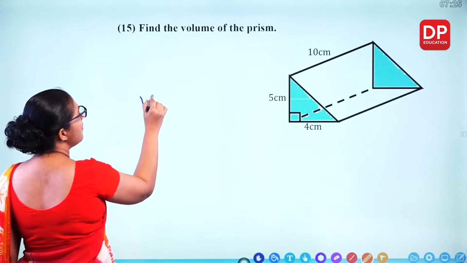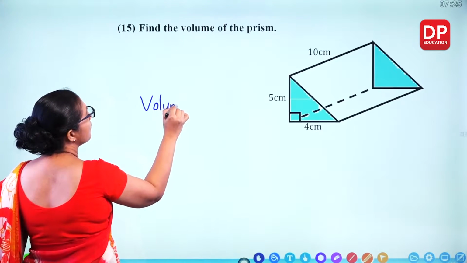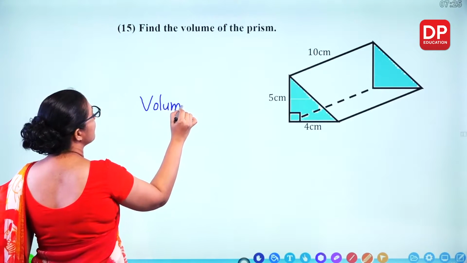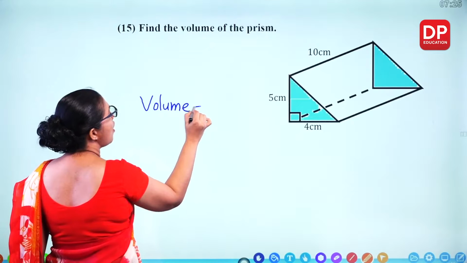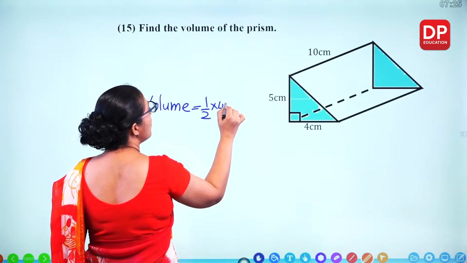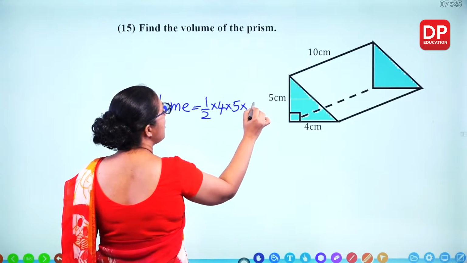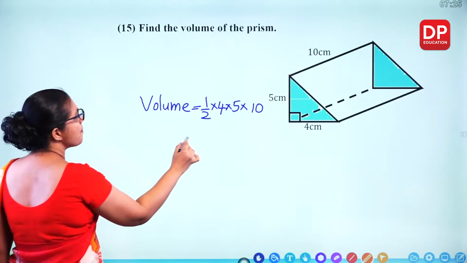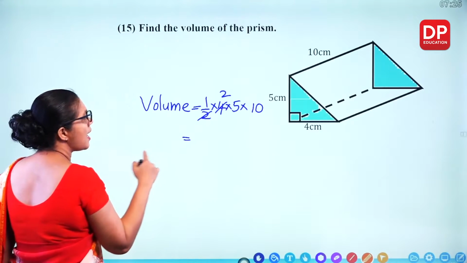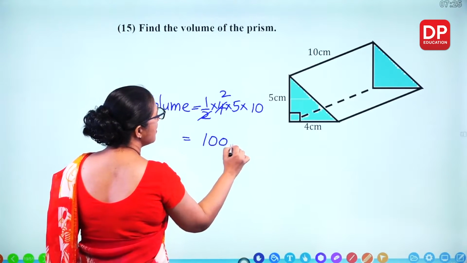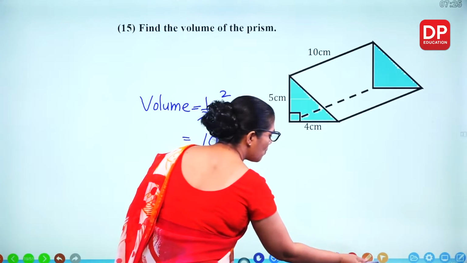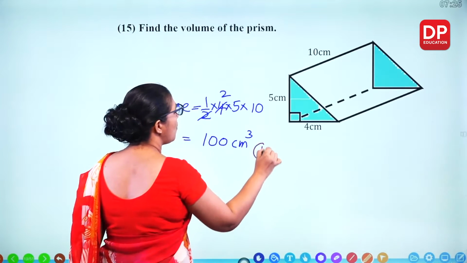Area of the triangle, half times base times height. 4 into 5 and then multiply by length. 2 times 2, 2 times 5, 10, 10 times 10, 100. This is in cubic centimeters. So 2 marks, 1 and 1.